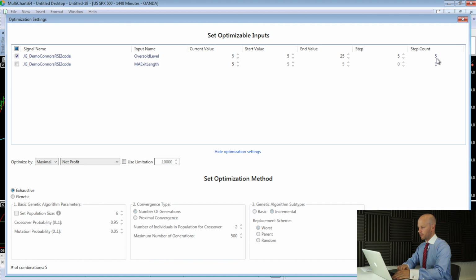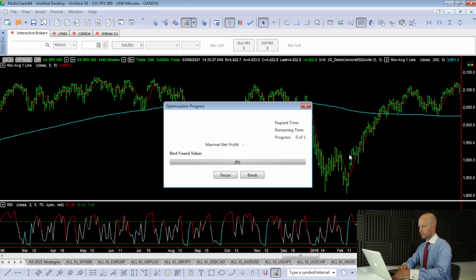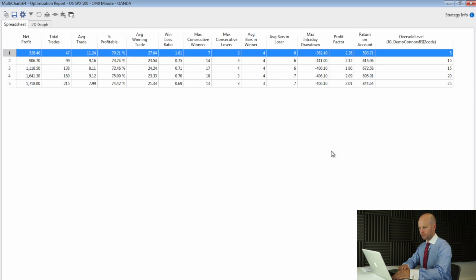So we're going to actually get 5 results. We're going to get the results from 5, 10, 15, 20, and 25. So let's run that optimization. It will take a few seconds. So we can see the results. This is our input that we've used and results from 5, 10, 15, etc.